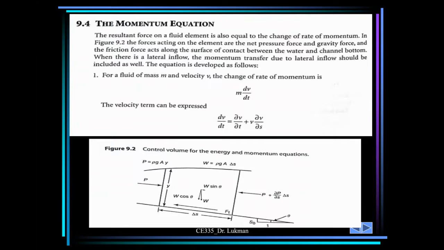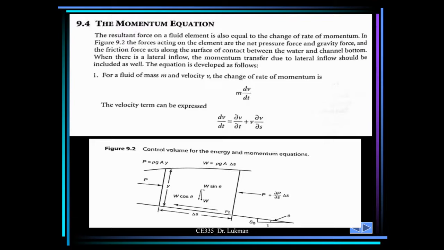We all know that momentum is simply the product of mass and velocity, so the rate of change of momentum is m dv/dt. In figure 9.2, we have the forces acting on the element, which are the net pressure force and the gravity force. The friction force acts along the surface of contact between the water and the channel bottom. This is the same figure that we worked with previously. When there is a lateral inflow, momentum transfer due to lateral inflow should be included as well. The equation is developed as follows.